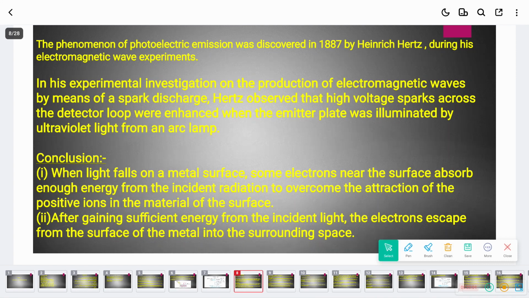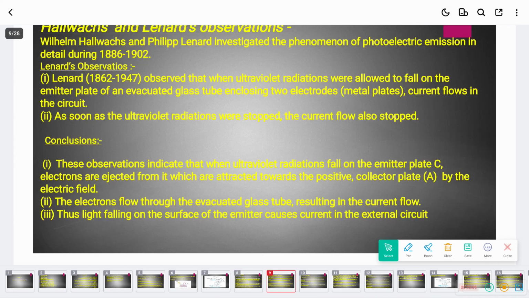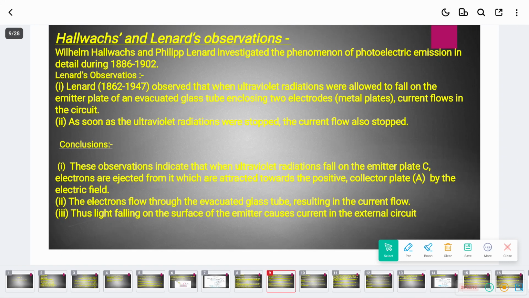Now next listen. Hallwachs and Lenard, they are scientists. In 1886 to 1902, they observed one experiment on the photoelectric effect. And you ask, sir, shall we study this one or not? You study, because they did groundwork for the photoelectric effect.